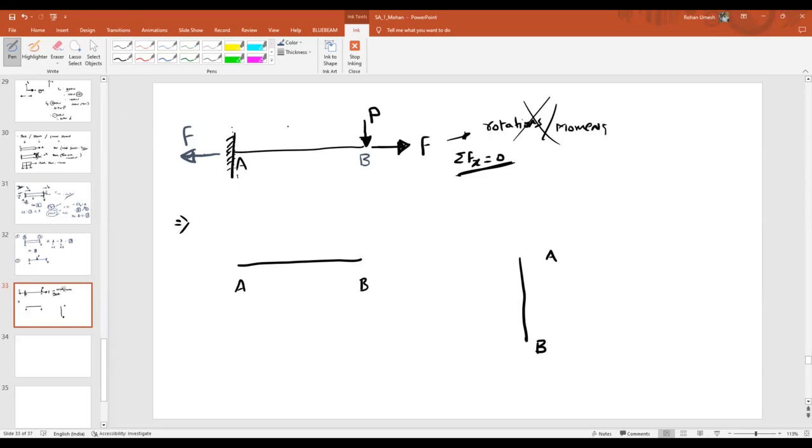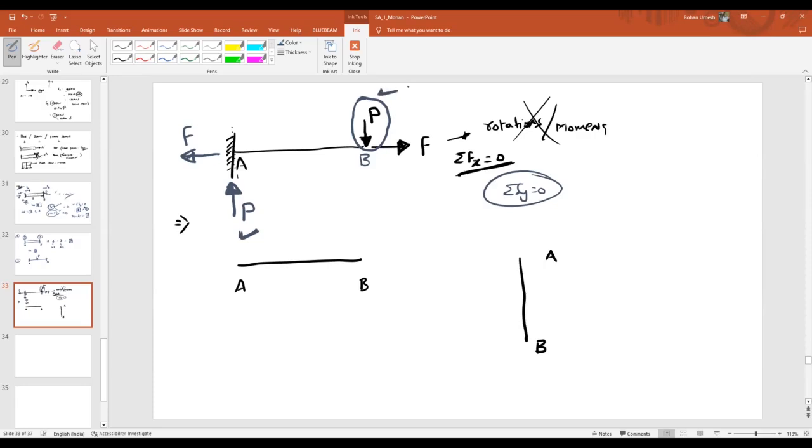Similarly, what will be the vertical reaction that will develop at point A? Without any equations, by looking at this problem, I can say there is some vertical load force P acting in the downward direction. How can I balance it? I can balance it by applying the same force in the opposite direction. So here at point A, I will apply a force of magnitude P, but in the opposite direction. Now, summation of X is satisfied and also summation of Y is satisfied. But look at these two forces.